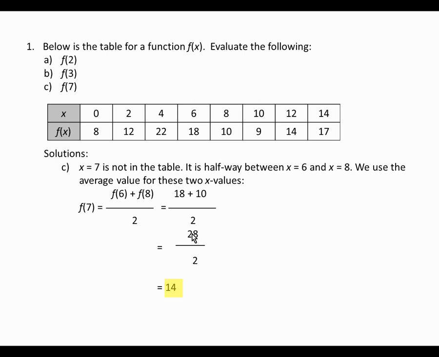So this works nicely if our independent variable value is halfway between two given ones.